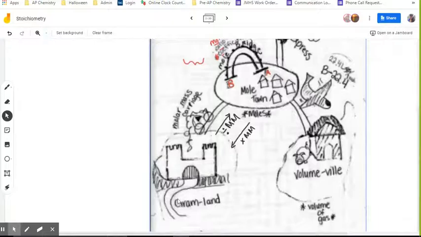Zoom out a little bit. We are starting in Gramland today. We are starting right here, Gramland. We are going to travel to Moletown, because we bring words down to the right, that means that we're dividing by molar mass.